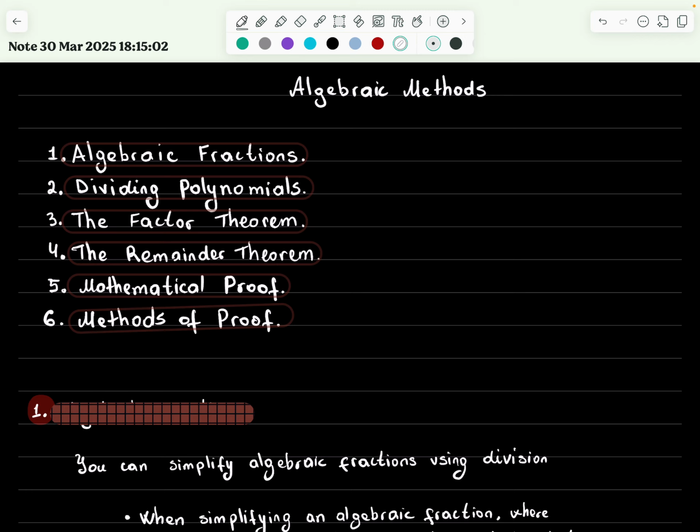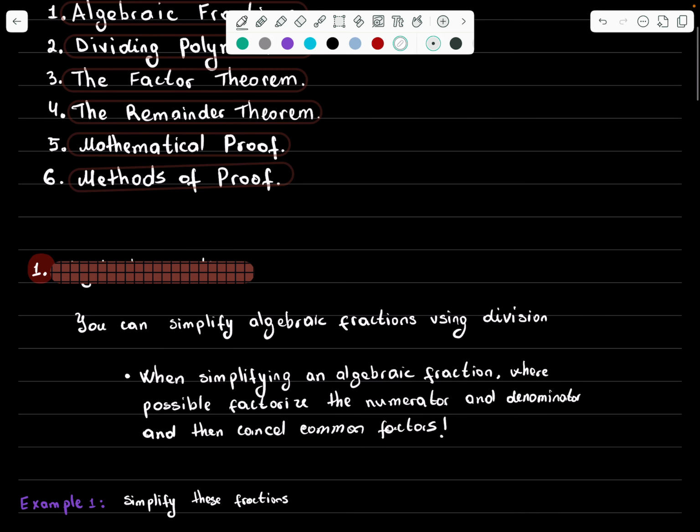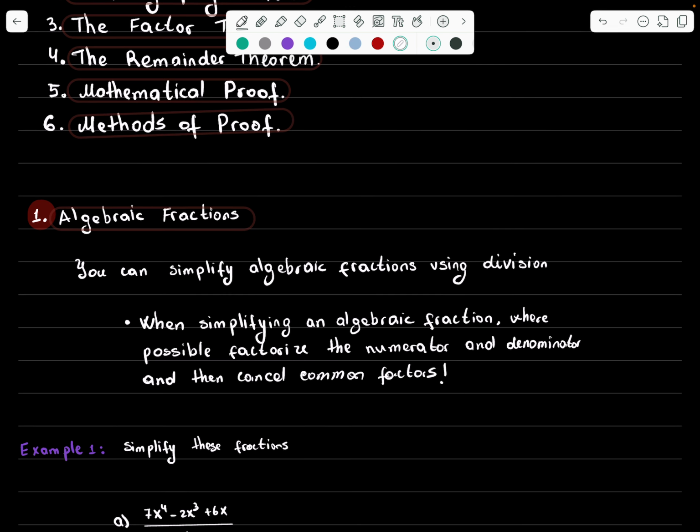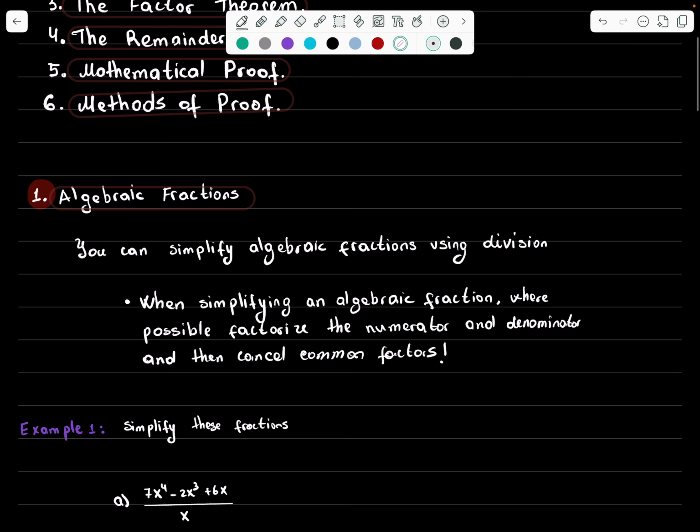Okay, so algebraic methods has 6 subtopics: algebraic fractions, dividing polynomials, the factor theorem, remainder theorem, mathematical proof, and the methods of proof, the pure algebra. We're going to be starting with the first video, algebraic fractions. And I'll be solving 2 examples.